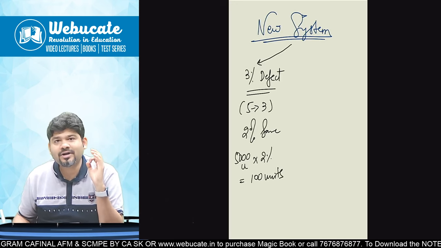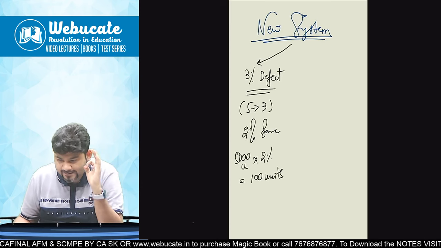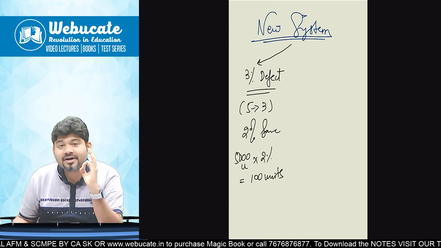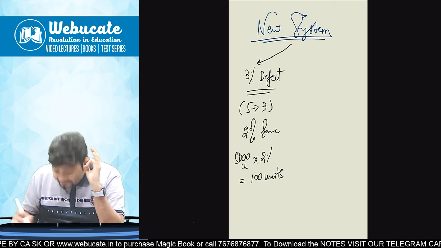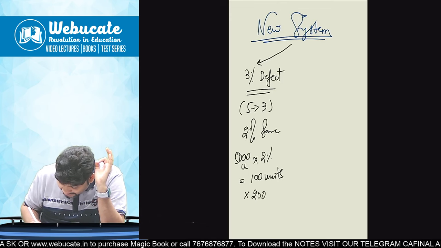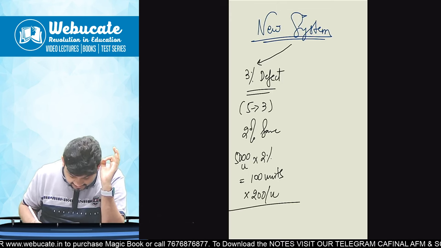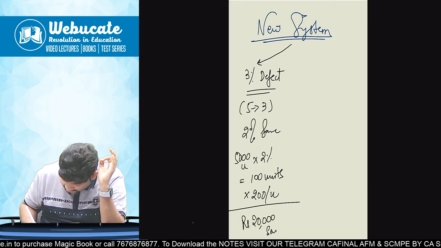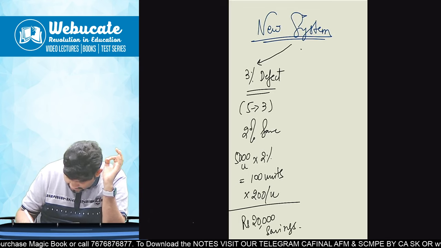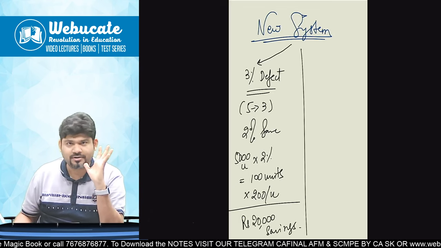100 units is what you are going to save. 100 units. Yes, you heard that right. For every unit, 200 per unit you are going to save, which will result in rupees 20,000 savings. Good.